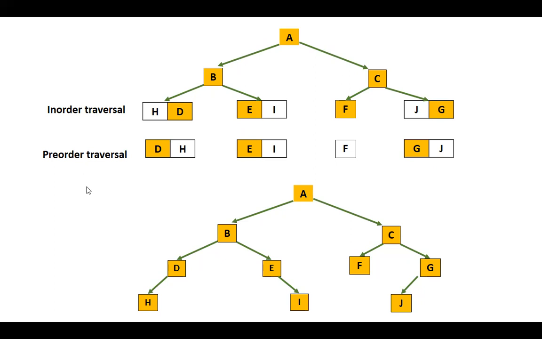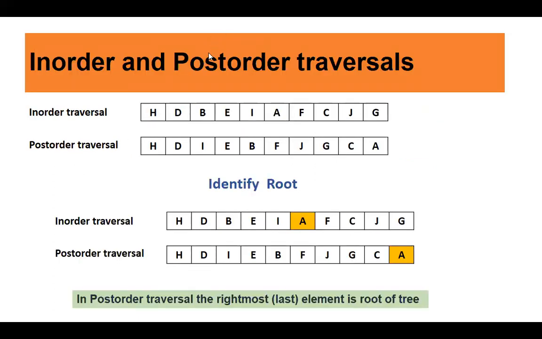Now let us look at how we create using in order and post-order traversals. Right? Again, this is the in order and this is post-order. Now in case of pre-order, in the previous example, the first element or the leftmost element was always the root. But in case of post-order traversal, the last element or the rightmost element is root. The rightmost element here is A, right?